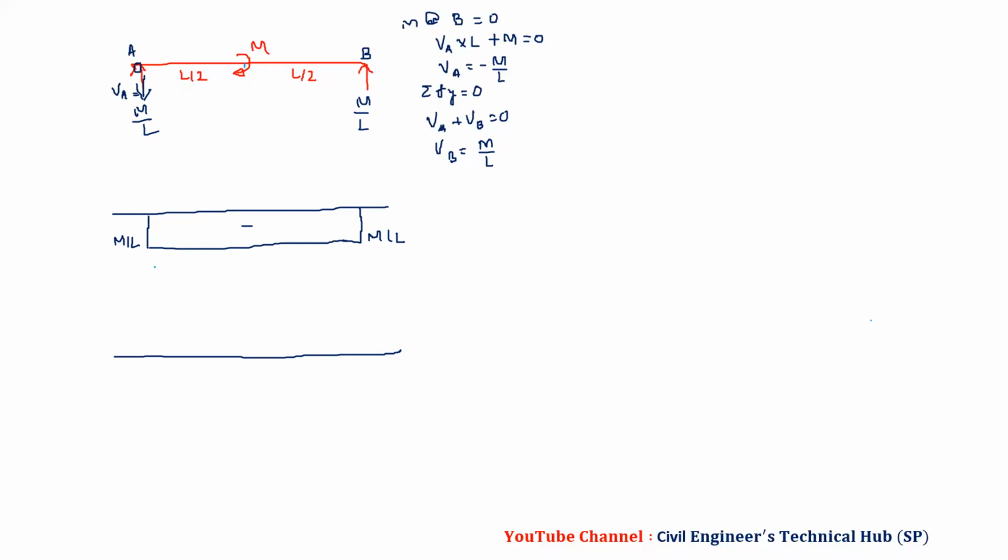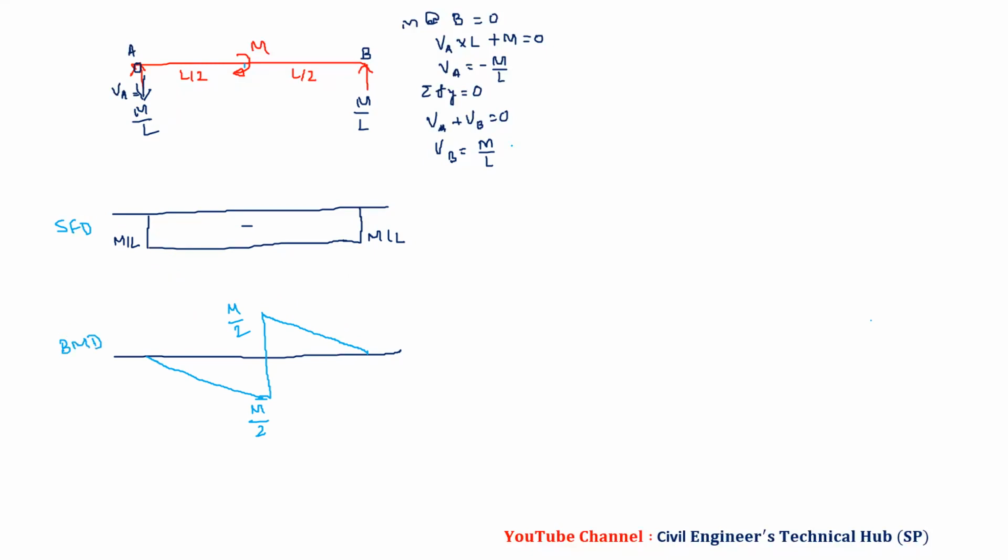It will be m by 2, and then we can plot it as m by 2 below. Then we have m over here. Then we have to go up, which again is m by 2, and then we have m by 2, and then we have value 0 over here. So this is my SFD, and then this will be my BMD.